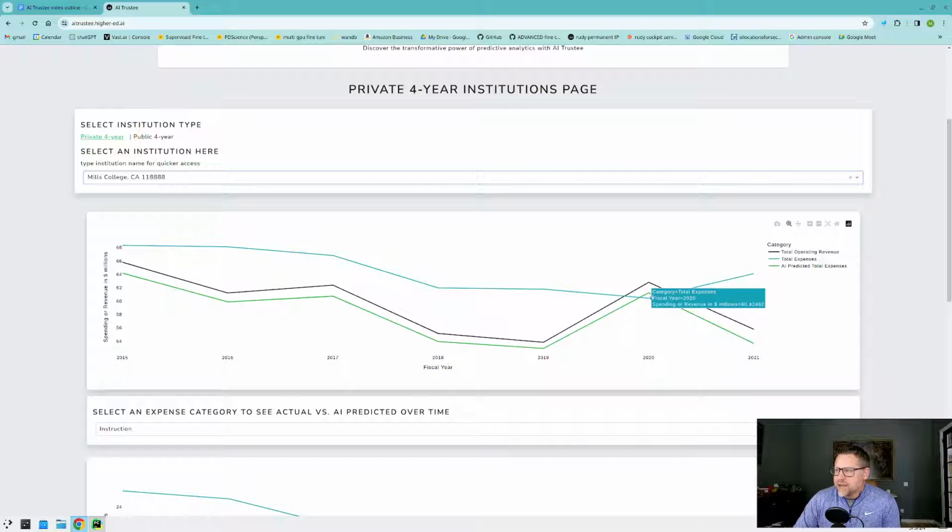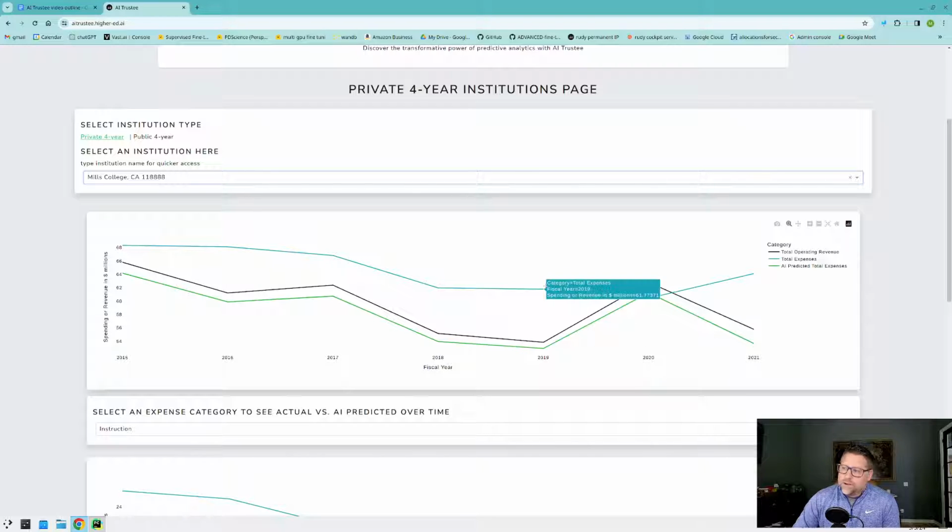The blue line is their actual expenses. The green line is what the AI model predicted should be their spending for each of these years. Notice how the AI says that, to be normal, you should be spending less than your revenue. And that's something that, of course, has to happen by rule. Otherwise, the school goes out of business, right? Basically what happened with this one.